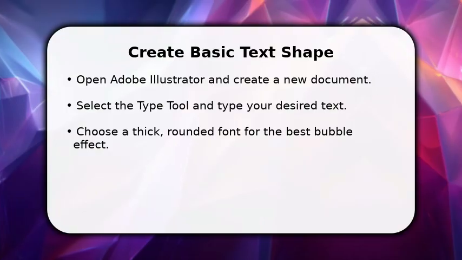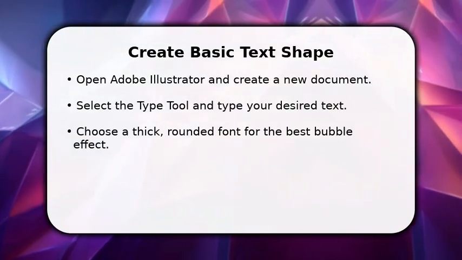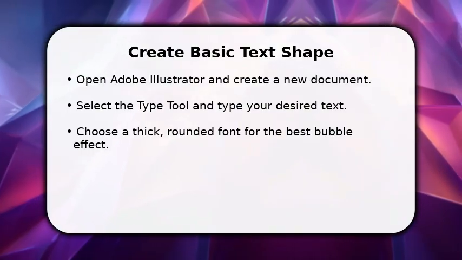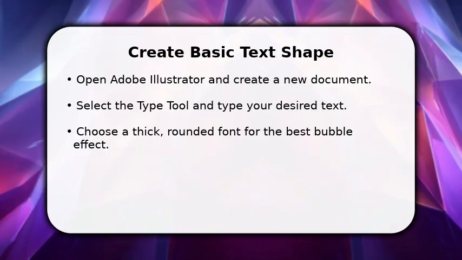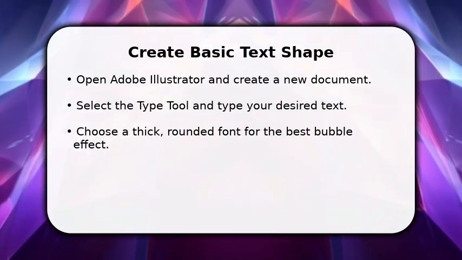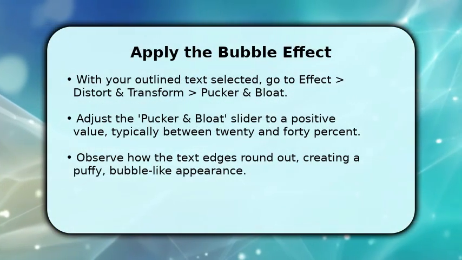Once your text is ready, right-click on it and select Create Outlines to convert it into editable shapes. This crucial first step prepares your text for the fun bubble transformation ahead, giving you full control over its appearance. Now that your text is outlined, it is time to apply the magic bubble effect.